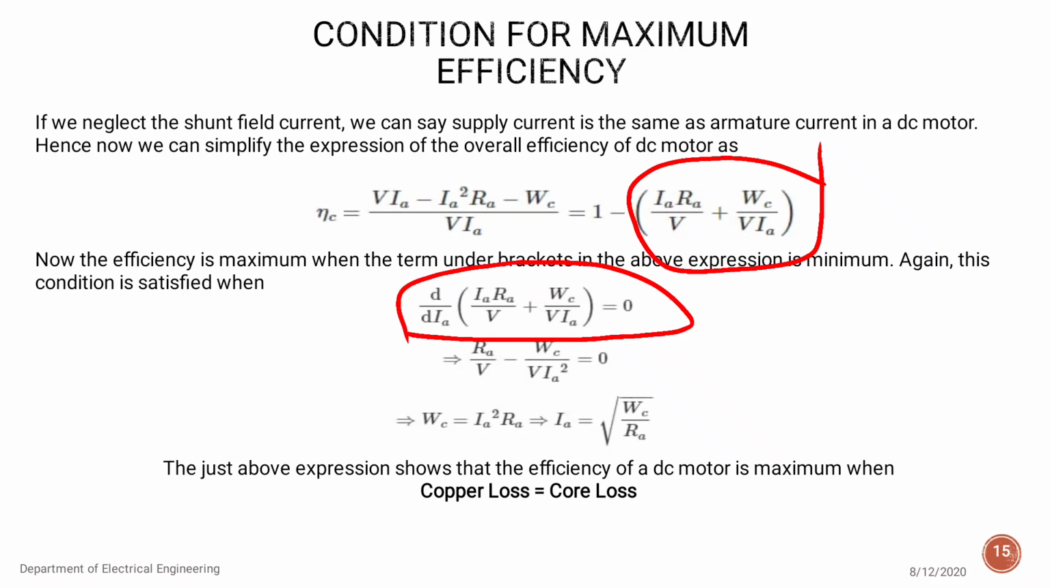So first differentiation, RA by V will be a constant term, IA's derivative will be 1. Then in the other term, WC by V is a constant term and 1 by x derivative will be, what will be the derivative of 1 by x? The derivative of 1 by x is minus 1 upon x square. So see, here the plus symbol is there, here it becomes minus and the IA becomes squared.